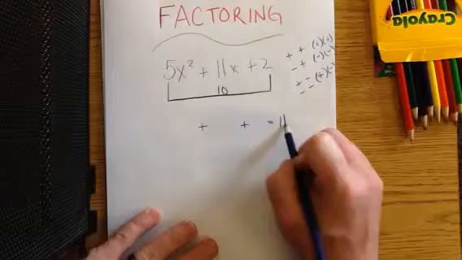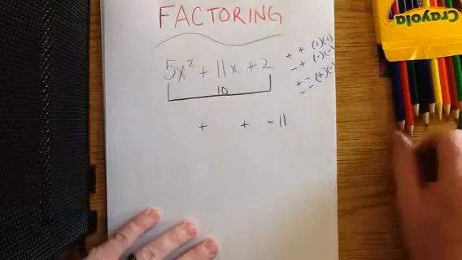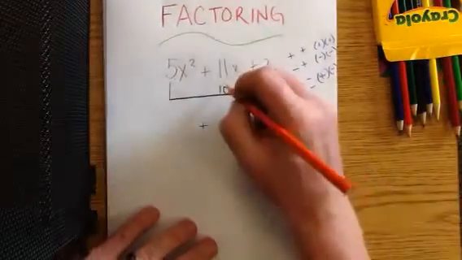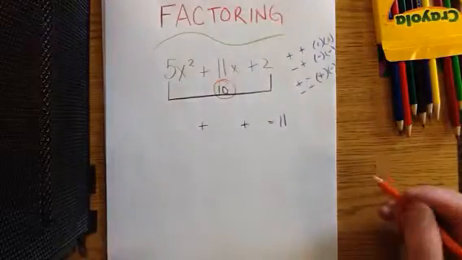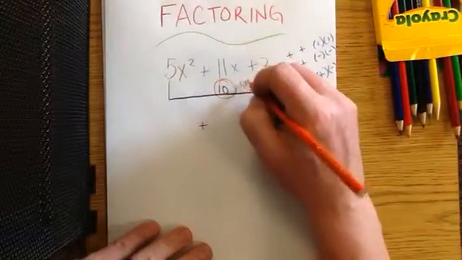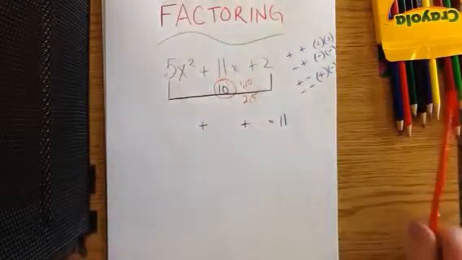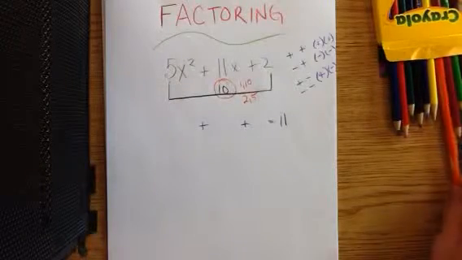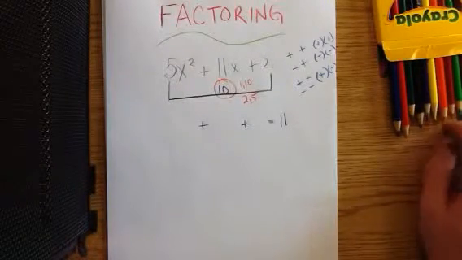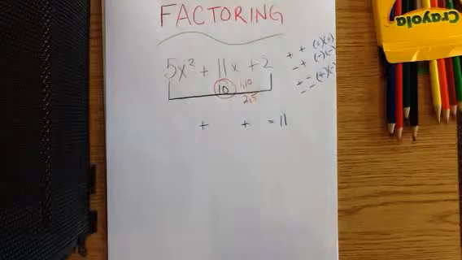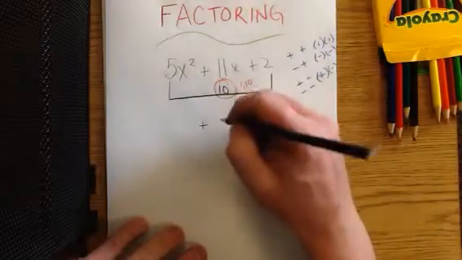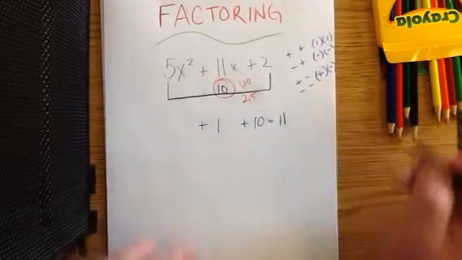It needs to equal 11. What needs to equal 11? Well, the factors of 10 need to equal 11. The factors of 10 are 1 and 10, and they're 2 and 5. Which ones, when I add them together, both being positive, will add up to be positive 11? The only option we have is 1 and 10.